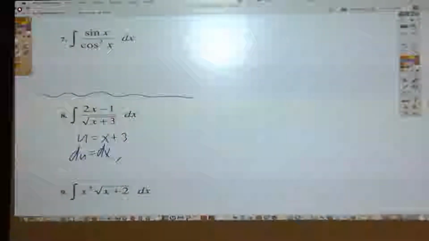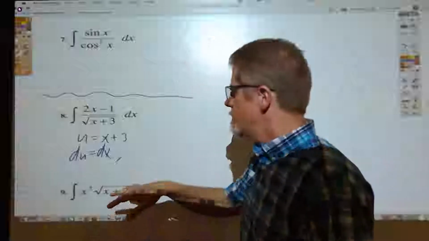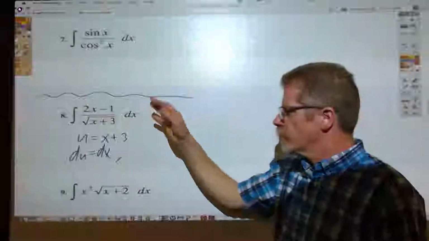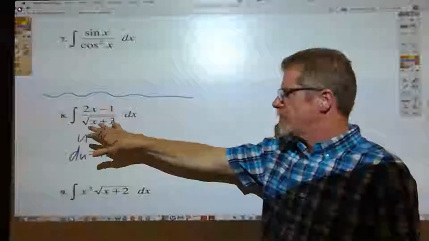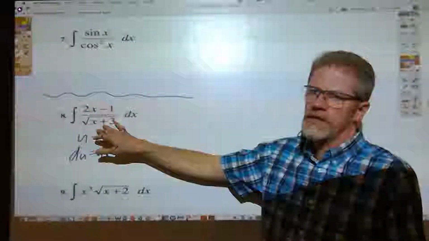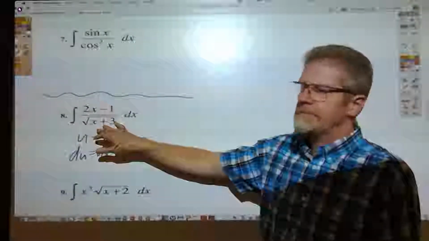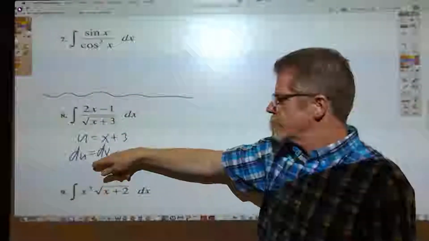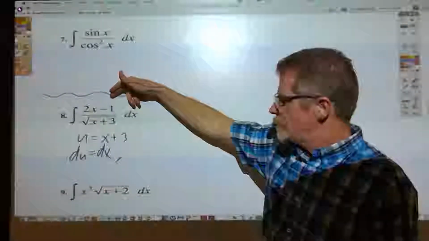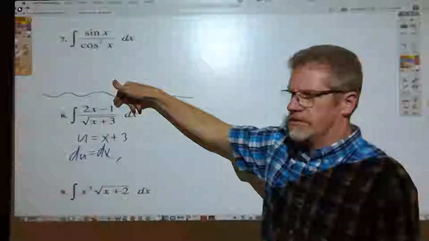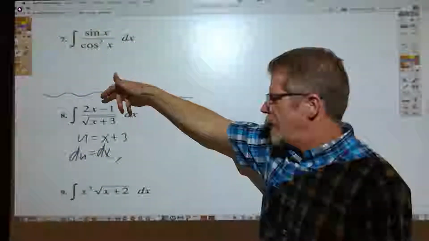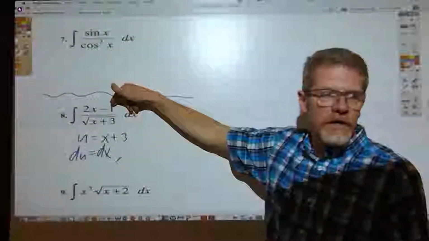However, we do replace x plus 3 with u, so it's nicer to have a monomial than a binomial under the square root. But what do we do with the x up here? There's no x plus 3 up here. There's no easy way to get an x plus 3 up there.